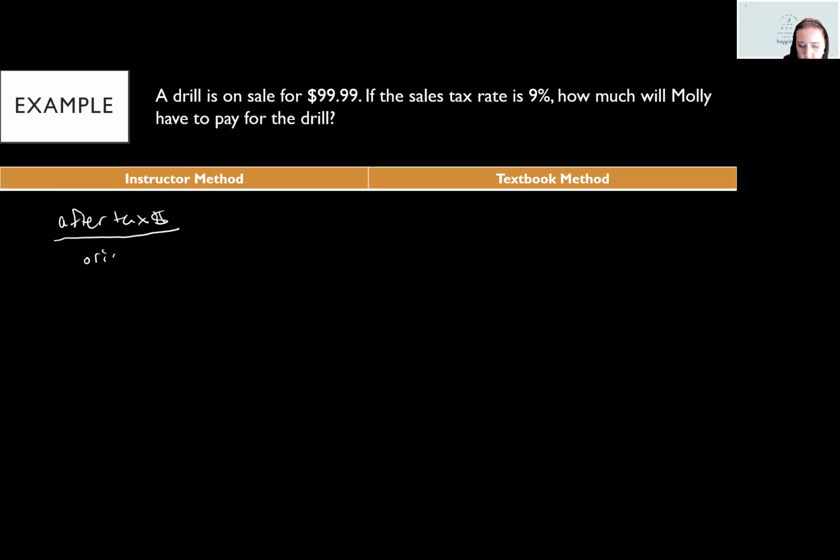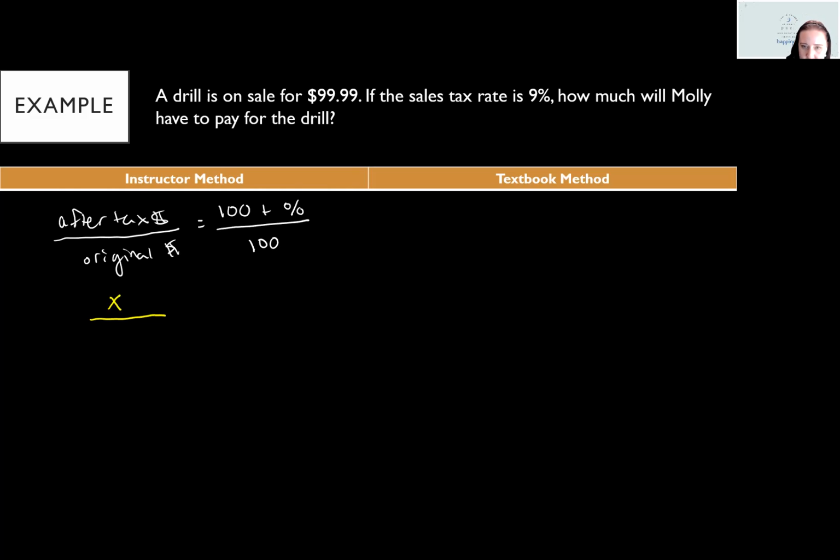And then we're going to have the original price, which is whatever it's on sale for here. And then this is equal to 100 plus your percent divided by 100. So that is the format that we will be using here. And so we are looking for how much it is after tax, because that's what she's going to have to pay for. So we need to pick a variable for that. Most people pick X. So our unknown is the amount after tax.